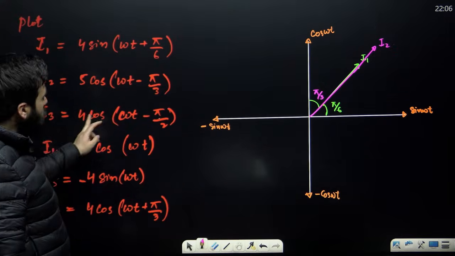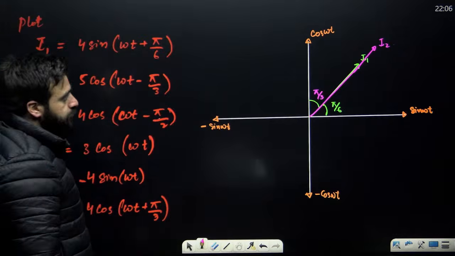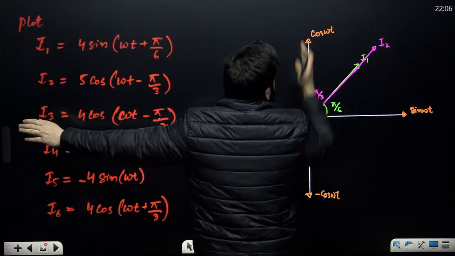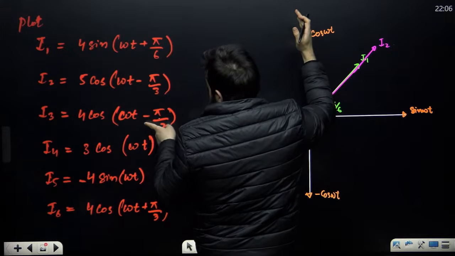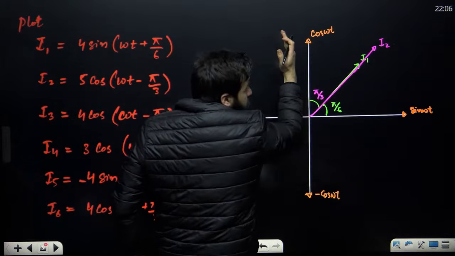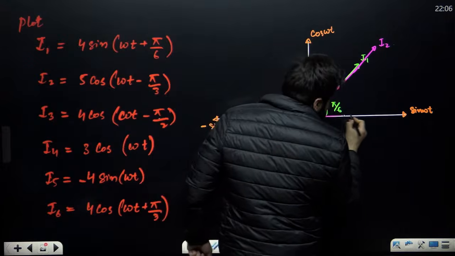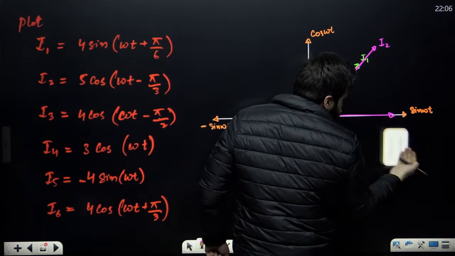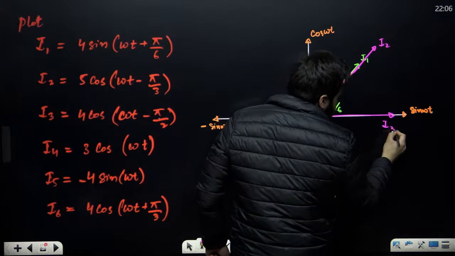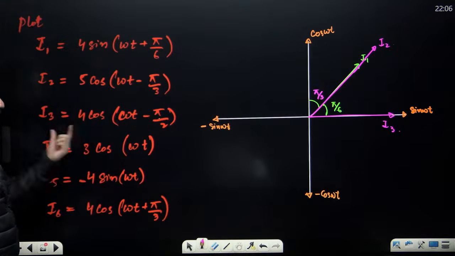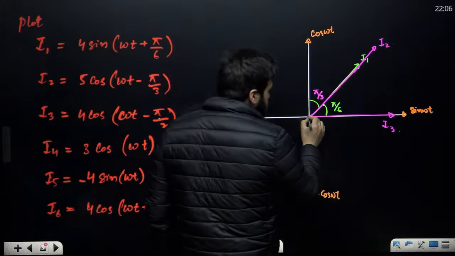Third one, 4 cos omega t minus pi by 2. If it was only cos omega t, I would have made on this axis, but it is minus pi by 2. Minus pi by 2 means minus 90. From here, you have to go backward minus 90. So it will be on this line. Yes, on sine. So this will be I3. What about I4? 3 cos omega t. It is along cos only.